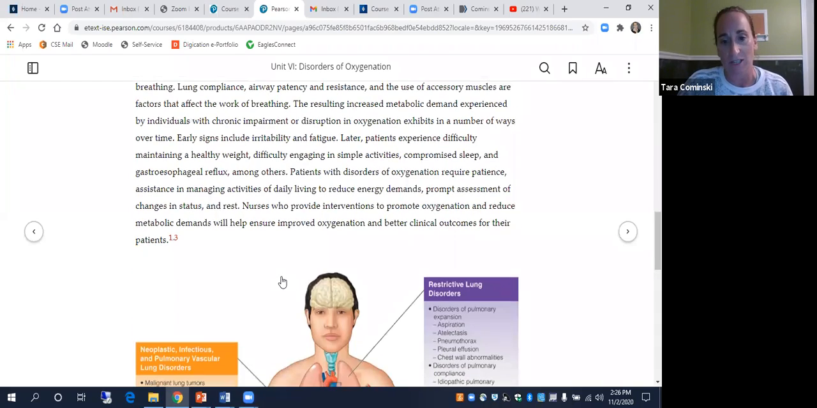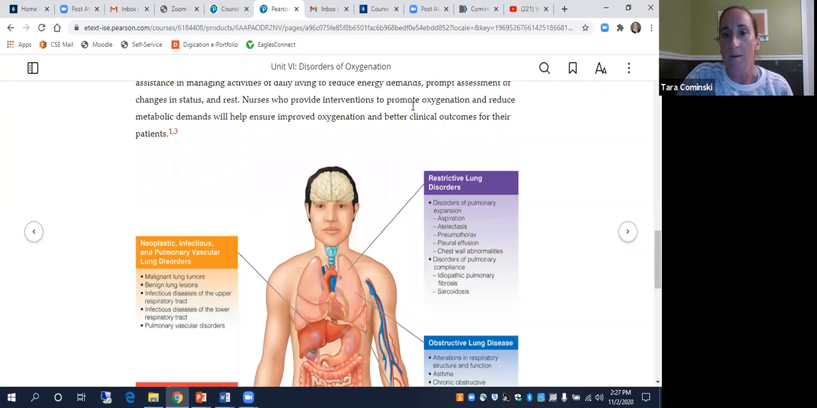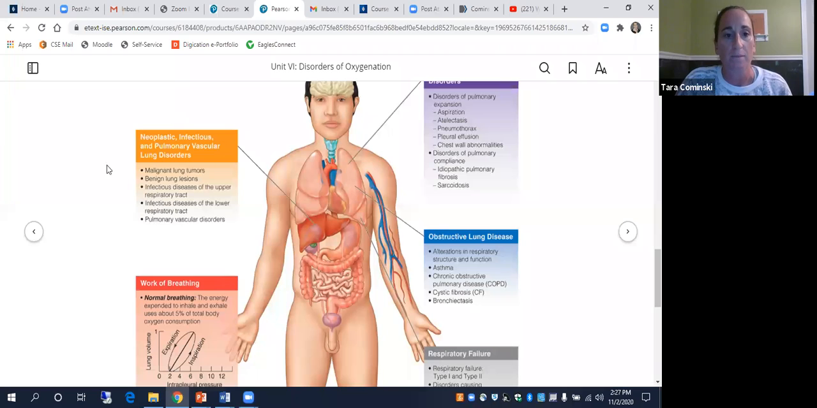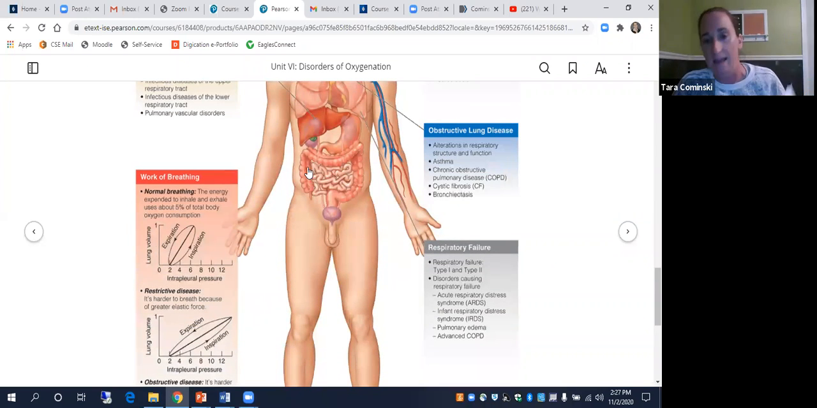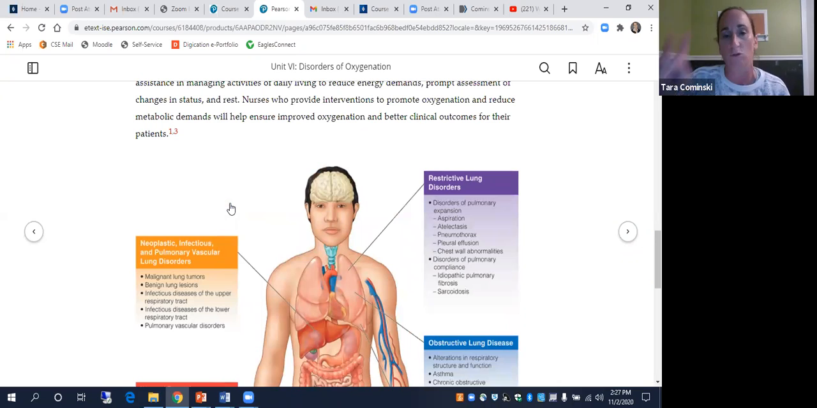The other thing, like I said, that I wanted to just introduce here is this idea or this concept of work of breathing. Okay. Because this is totally going to come into play in this chapter and others in this unit as well. Okay. So again, this is just an overview, right? Restrictive lung disorders, obstructive lung disorders, again, neoplastic, infectious, and vascular lung disorders, respiratory failure, right? So we're basically hitting on all of these things in this unit. And then work of breathing is what I want to just talk to you or show you that little short video on, okay? So this is the idea in terms of, you know, if you have a restrictive lung disorder or an obstructive lung disorder, it's going to increase the work of breathing, right?